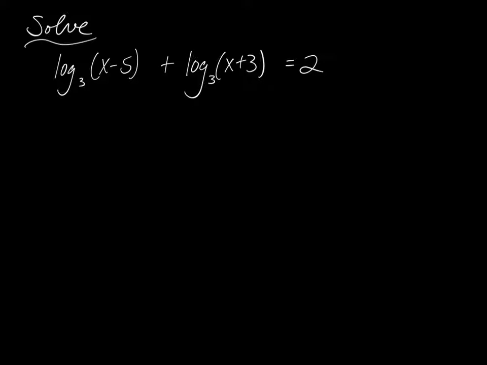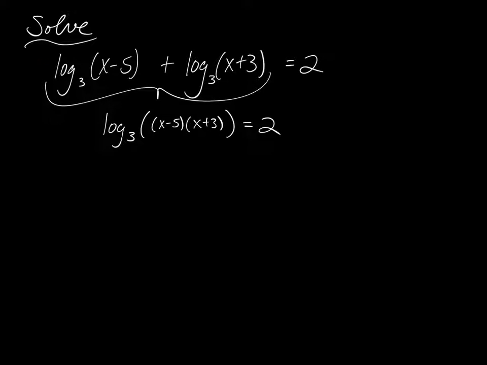This one is set up a lot nicer than the last one. So here we have log base 3 of x minus 5 plus log base 3 of x plus 3 equals 2. Now again, this constant is floating around. It has no log to call home. So that's how I know eventually I'm going to have to rewrite this in exponential form. But before I can do that, I need to combine these two logs right here into one log.